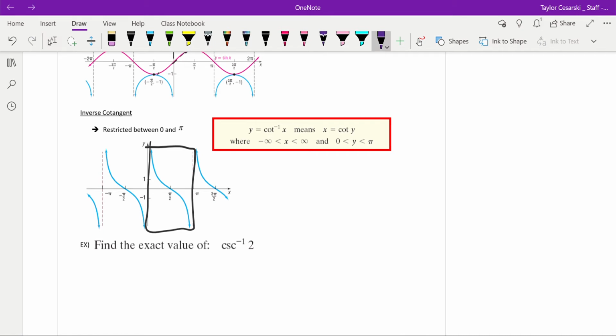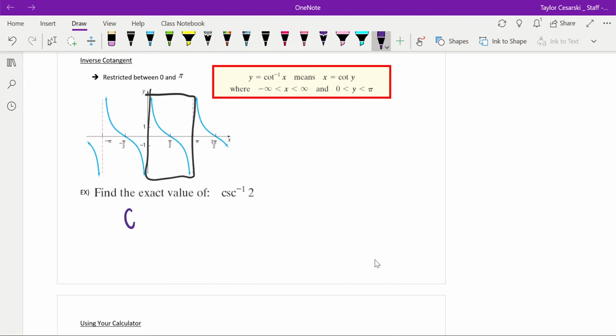So this is what I'm talking about. I'll show you right here. Cosecant inverse of 2. So I'm looking basically for cosecant of x. Where does cosecant of x equal 2? Okay.